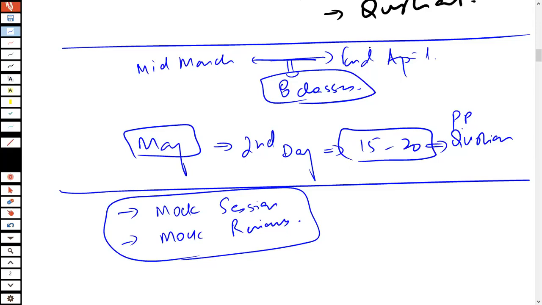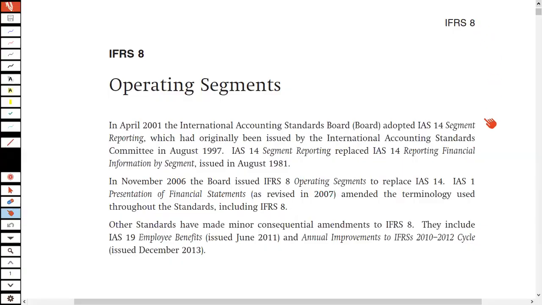Okay, now let's move a bit forward and let's have a discussion about a few of the areas. Okay, so let's start with IFRS 8 operating segments. Let's start discussing what is the background to IFRS 8 operating segments.